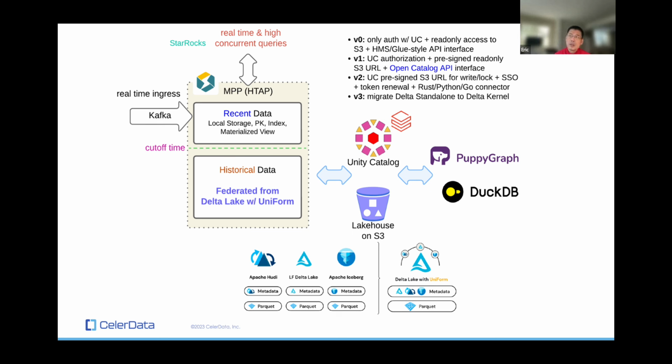But with the announcement of the Open Catalog API today in Databricks, the next phase of the integration will also include the authorization part from Unity Catalog. What that means is StarRocks will also respect the pre-signed S3 or GCS URL to access the underlying storage, without the need to pre-codify the IAM role access. In this way, we're truly using Unity Catalog as the universal or federated catalog to manage all the data.